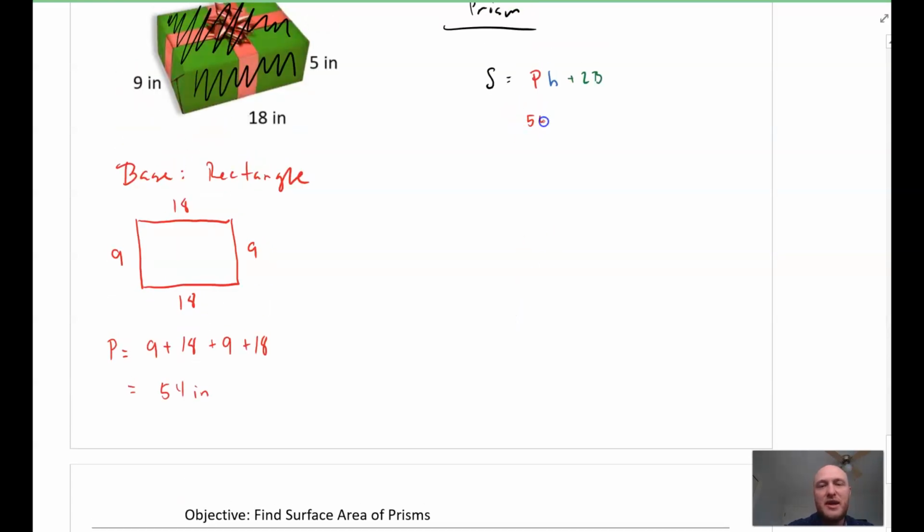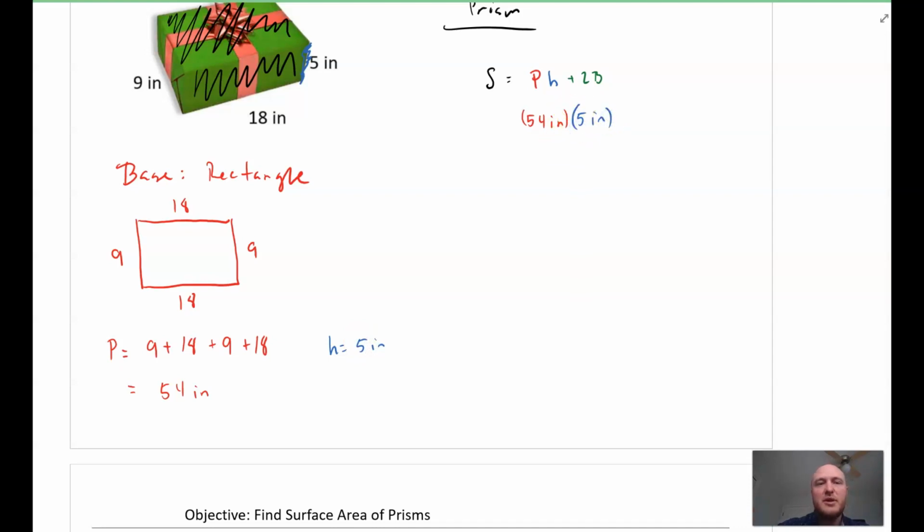Much easier than the triangular problems. The triangular prism problems are more difficult, I will admit. Now we need the height. What is the height? And remember, the height of the object comes down to the distance between the top and the bottom, the distance between the bases. So top and bottom here, the height is 5 inches.